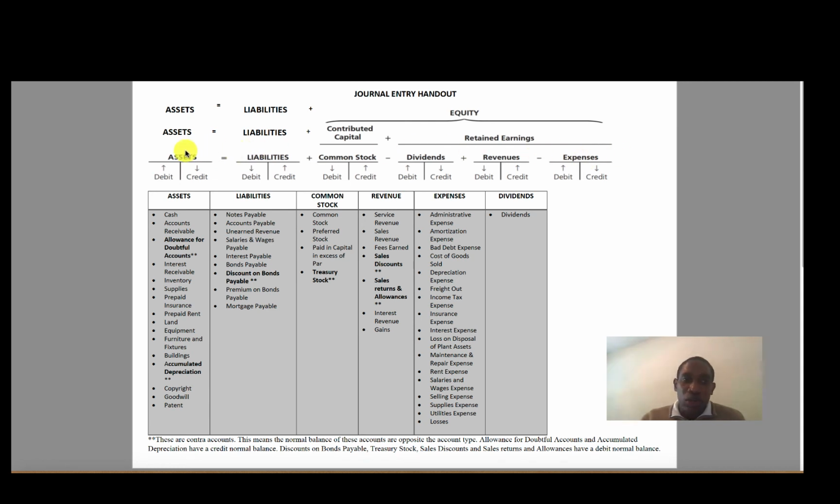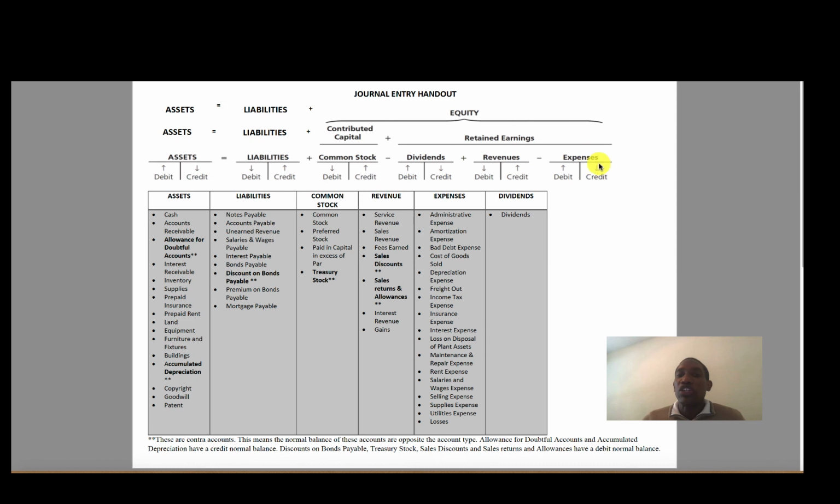This equation, I'll say this now, is very important. This is what we call the expanded accounting equation. Everything you do in this class from this point going forward is going to go back or agree back or link back to the expanded accounting equation. So this is something you're going to need to memorize. Assets is equal to liabilities plus common stock minus dividends plus revenues minus expenses.